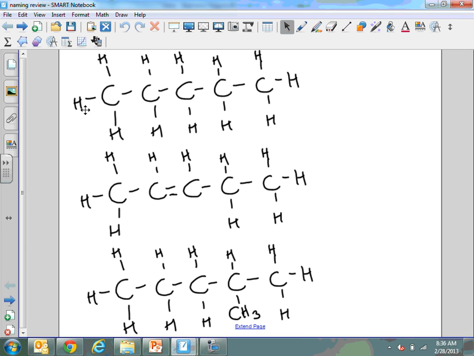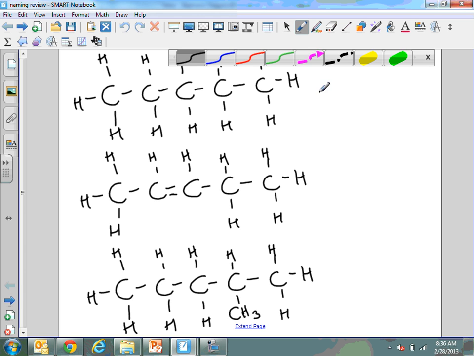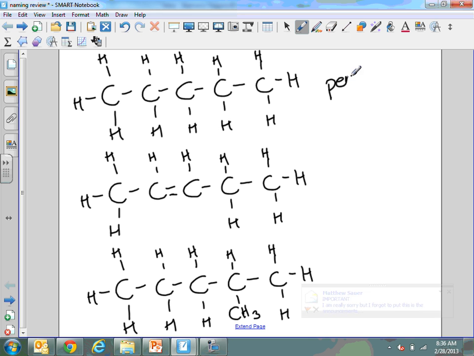So for this first example, I have all single bonds, so we just count the number of carbons. 1, 2, 3, 4, 5. The prefix for 5 is pent, and since it's all single bonds, this will be pentane.